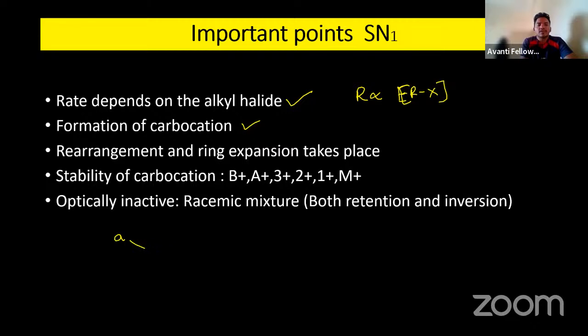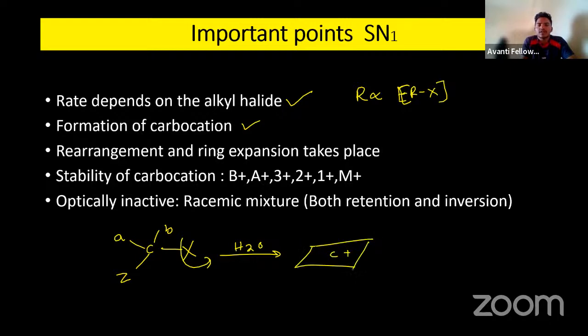Let's suppose you are having a compound like this, A, B, Z, and X, where X is a leaving group, and you are having a neutral nucleophile or polar protic solvent. The first step, the leaving group will leave and you are going to form a carbocation here. This carbocation is an sp2 planar carbocation, and the second step will be the attack of the nucleophile.